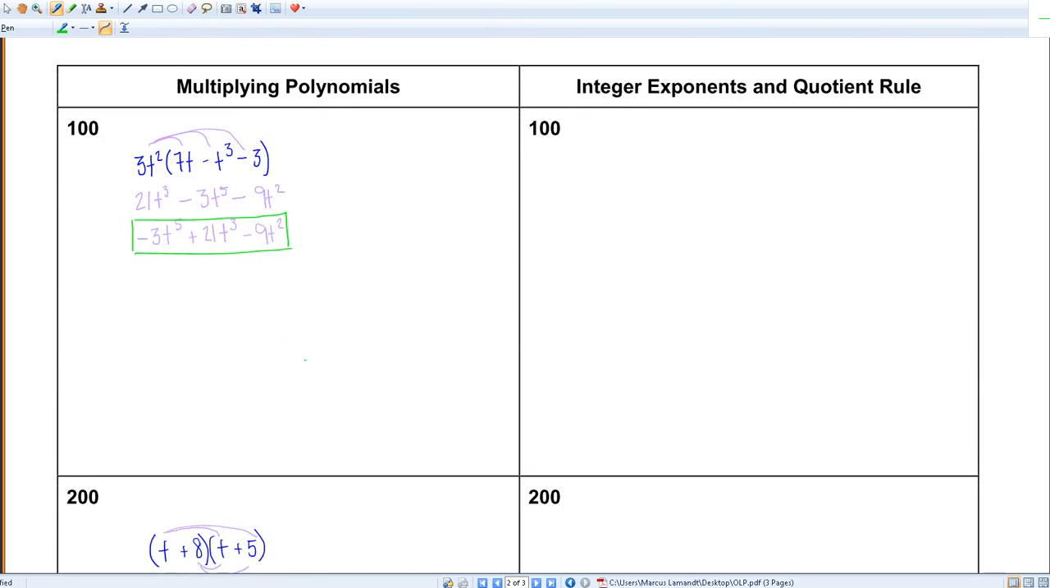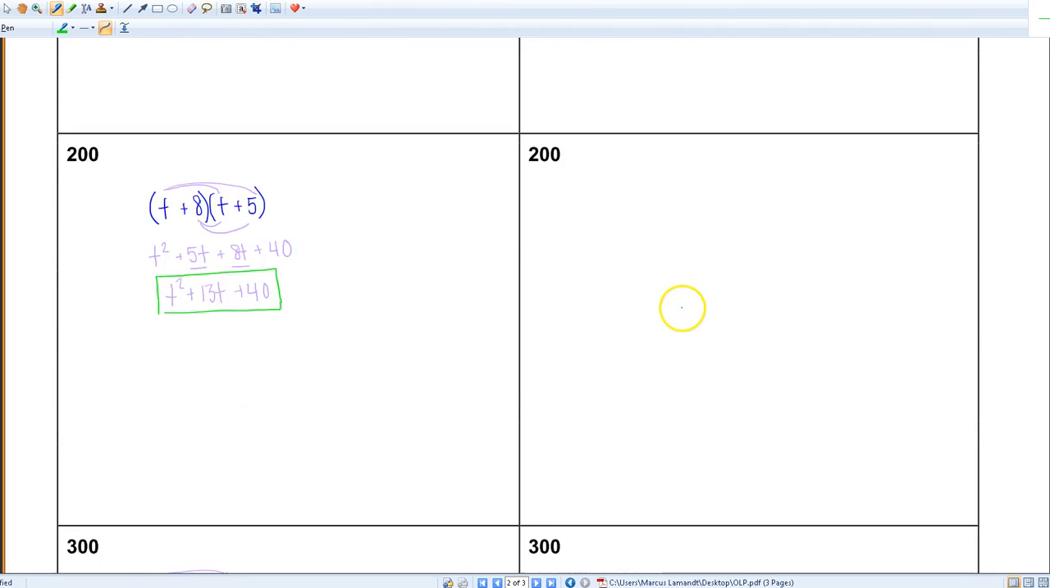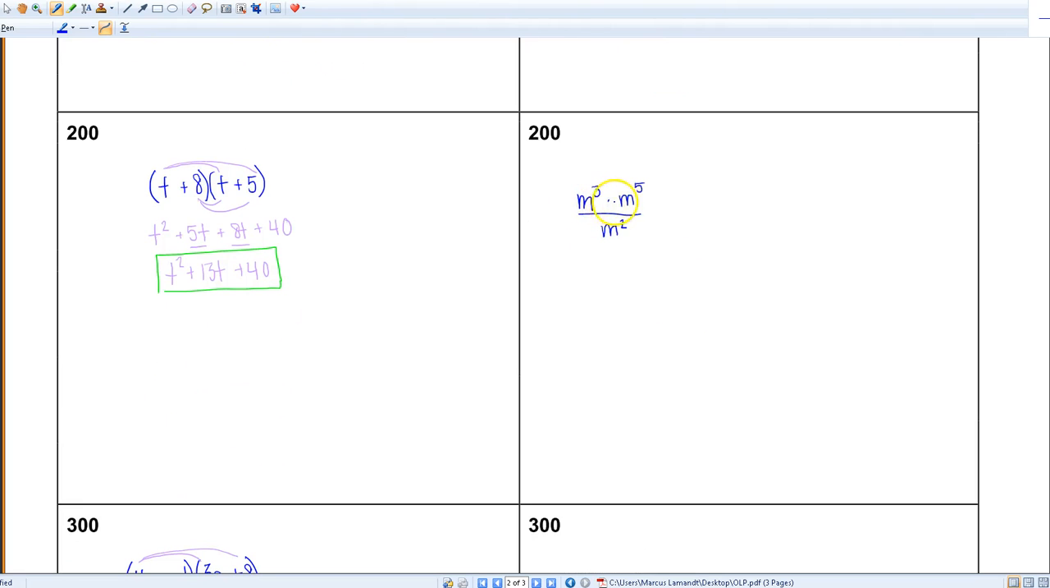Alright. 100 for integer exponents and quotient rule. When you divide exponents with the same base, you're going to want to subtract the powers. 6 minus 3 is 3. Alright, for 200, when I multiply exponents with the same base, I want to add the powers. 3 plus 5 is 8, and then when I divide exponents with the same base, I want to subtract the powers. 8 minus 2 is 6.